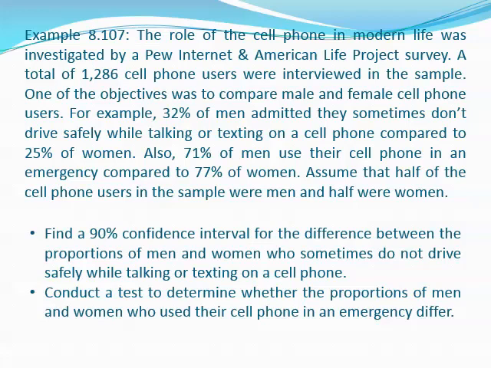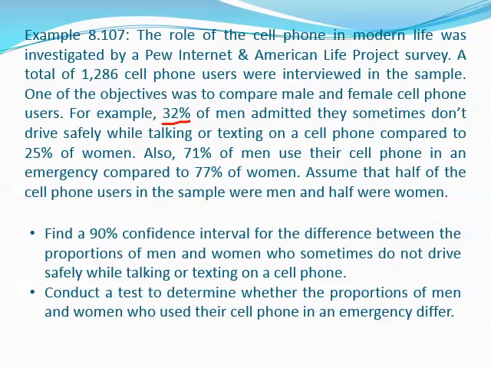One of the objectives was to compare male and female cell phone users. For example, 32% of the men. That's a sample proportion, by the way. We're told down here at the bottom, half of the survey is men, half is women. So 643, 32% of the 643, that's a sample proportion, admitted they sometimes don't drive safely while talking or texting on a cell phone, compared to 25% of the women. So a slightly higher sample proportion of men than women. But we're not interested in sample proportions. We're interested in population proportions. Also, 71% of men use their cell phone in an emergency compared to 77% of women, assuming half the cell phone users in the sample were men and half were women.